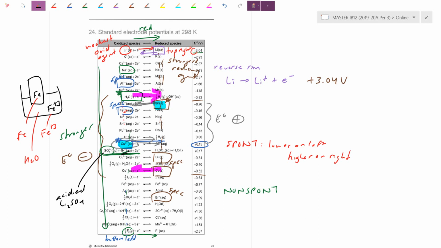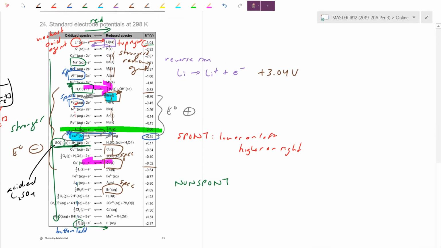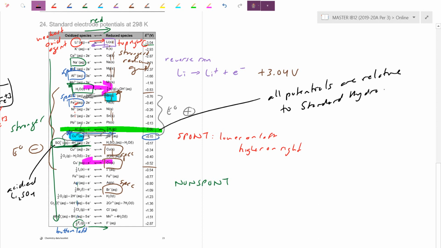Remember, these voltages here are relative. They're relative to the standard hydrogen cell. Make sure you can draw the standard hydrogen potential for me. So all potentials are relative. All these voltages are relative to the standard hydrogen electrode, usually called the SHE.